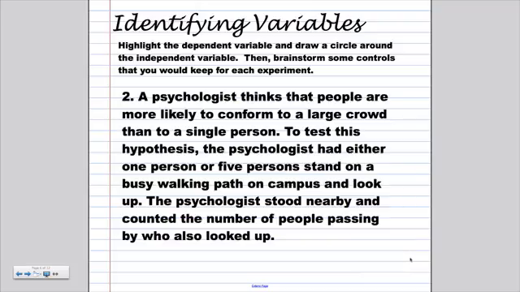Okay, here's the second scenario. Highlight the dependent variable and draw a circle around the independent variable again. Talk with a partner about controls. Just like before, go to the notebook file if you are using this video as a help, and highlight and circle on the actual notebook file. If you do not have access to the notebook file, then write it on your paper. Pause the video until everyone has answered.